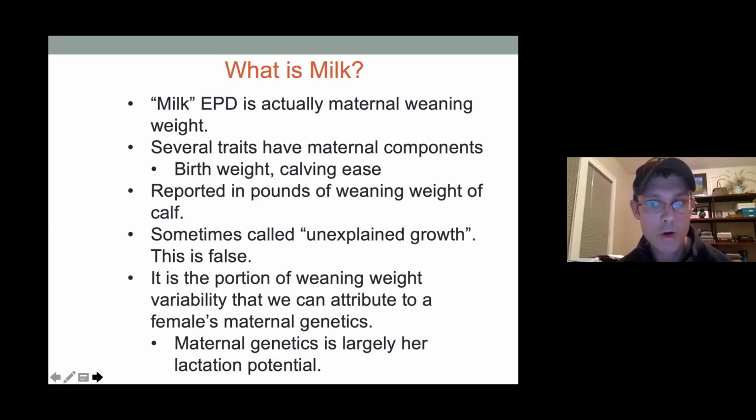Sometimes I've heard milk called unexplained growth. That's not true. We've explained it, and we've attributed it to the dam's maternal genetics. So you can think about it as the proportion of weaning weight variability that can be attributed to the female's maternal genetics, which we really attribute to her lactation potential.